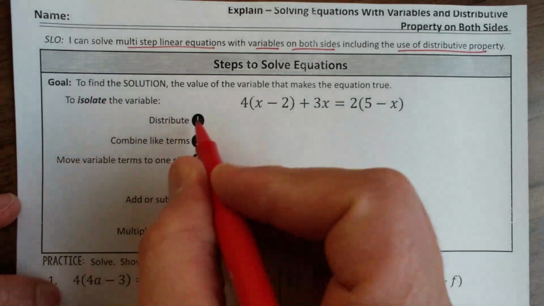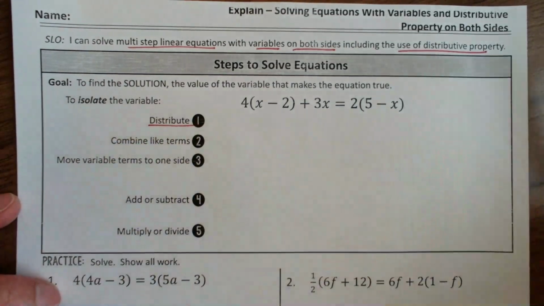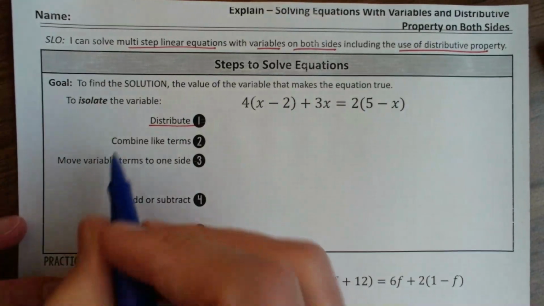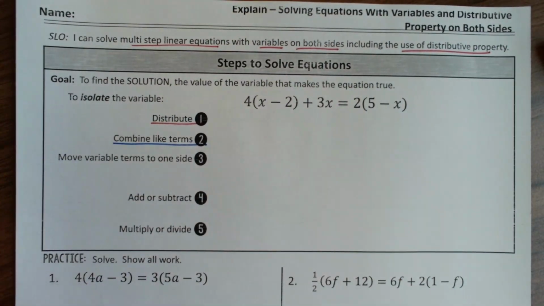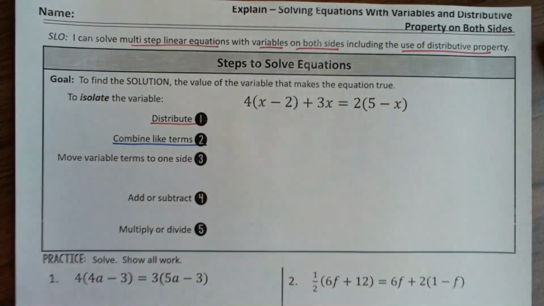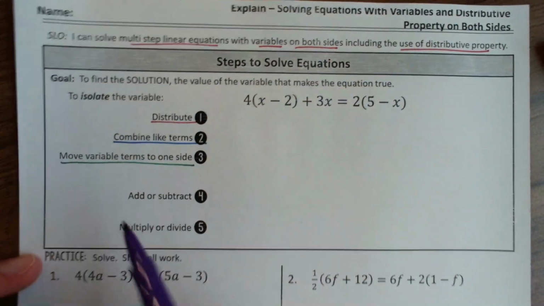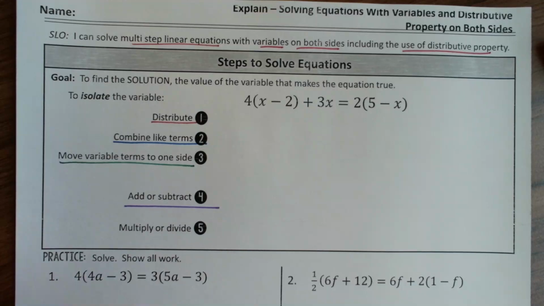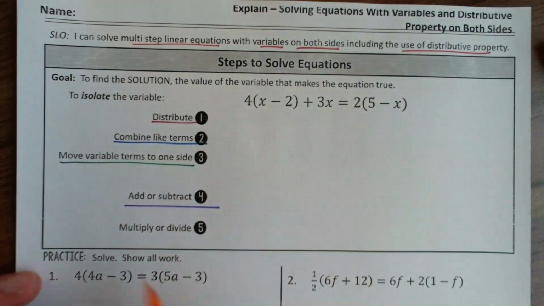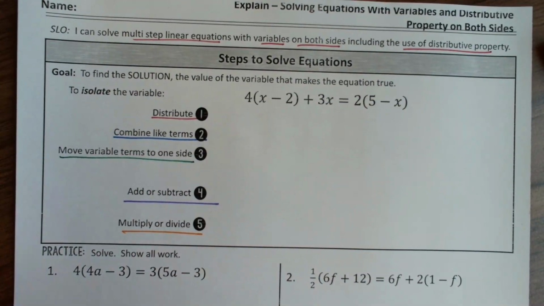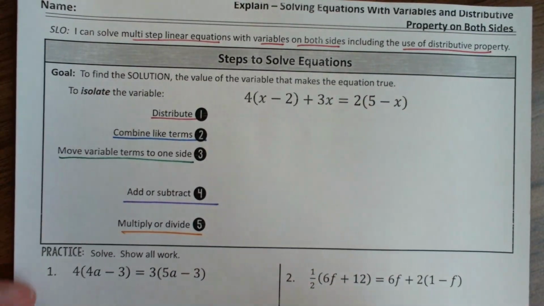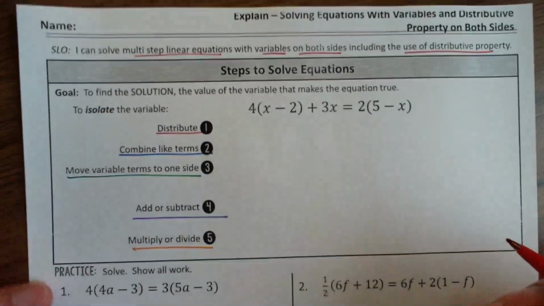So remember, the steps are distribute, and then combine like terms, and then move the variable term to one side, add or subtract, multiply or divide. So these are going to be our 5 steps, excuse me. So step number 1 is distribute.